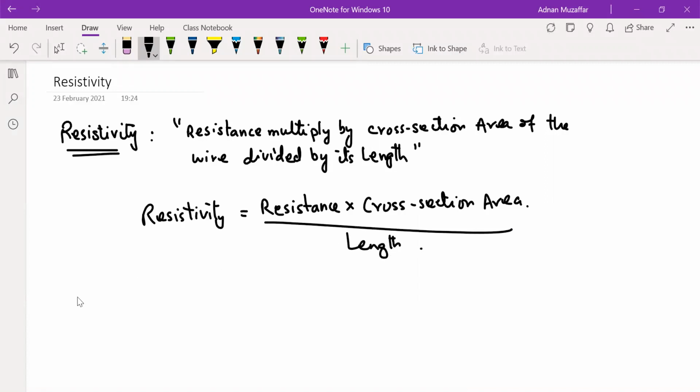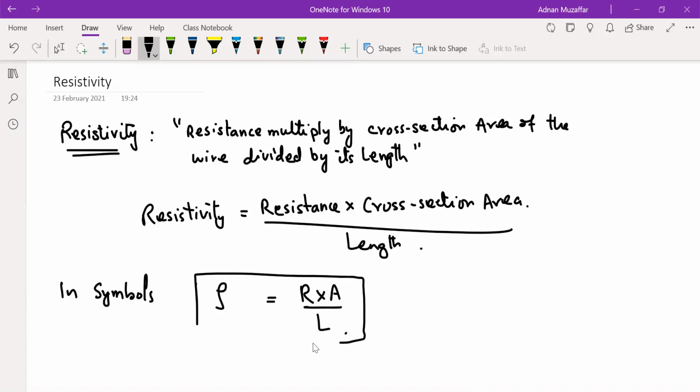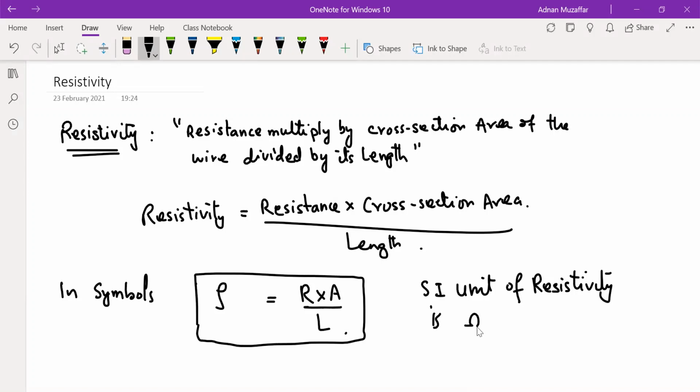So this is the word equation, but in symbols you can write it like this. Resistivity symbol is rho and it can be R into area over length. And the SI unit of resistivity is ohm into meter.